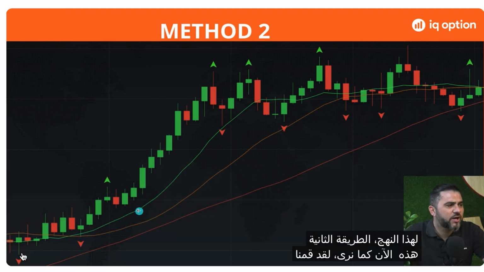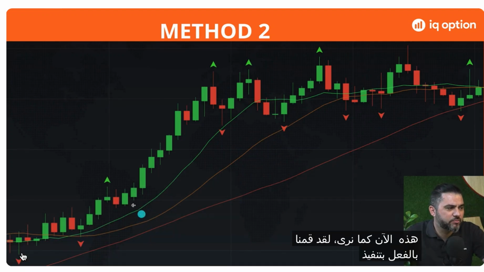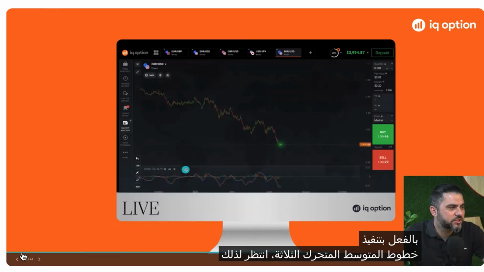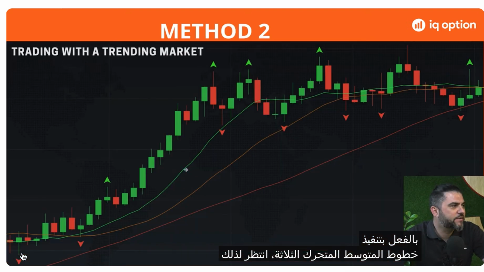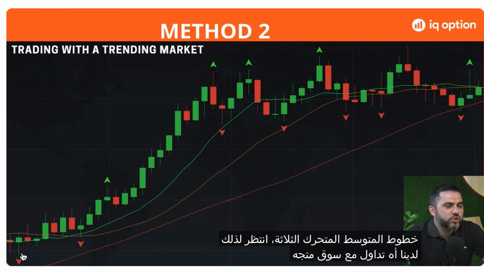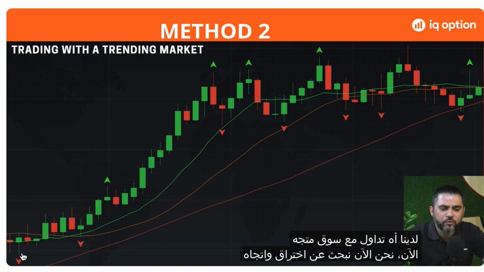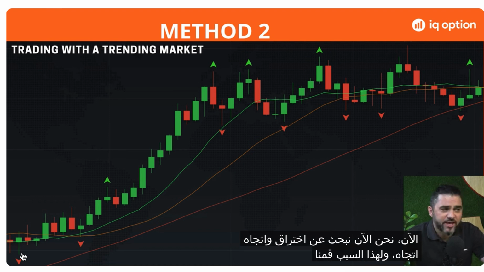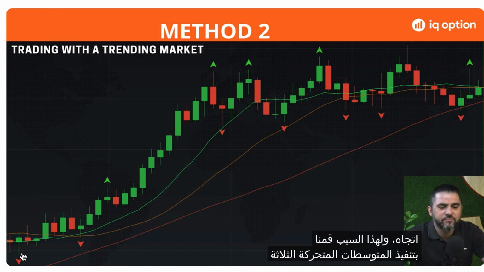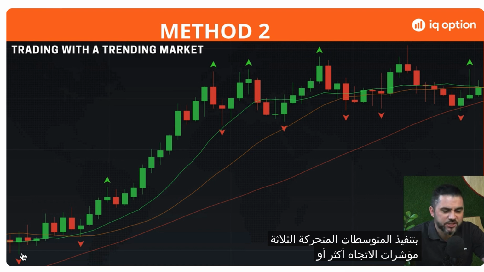This one now, as we can see, we have already implemented the 3 moving average lines. So we are trading with a trending market now. Now we're looking for a breakout and a trend direction, hence why we implemented the 3 moving averages. These are trending indicators more or less.